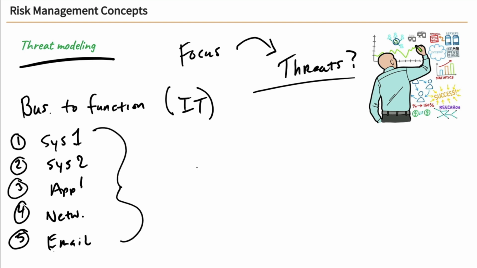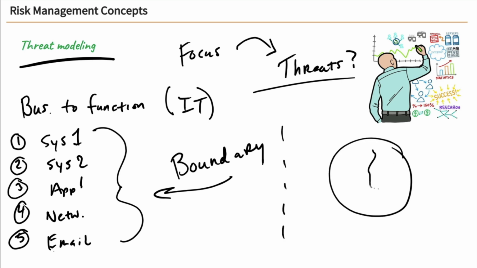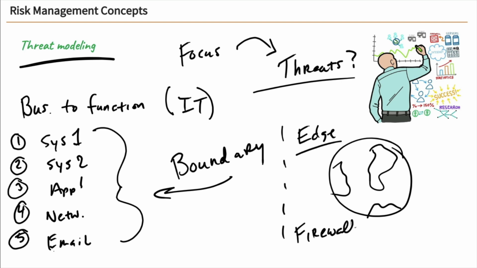Once we identify what allows us to function as a company when it comes to IT, because here we're focusing on threats, we take a look at these and figure out how they're laid out and identify the boundary between these systems and the rest of the world. So really the internet, if you will. That's generally going to be the edge of your network, and at the edge we a lot of times will have a firewall and an intrusion prevention system to help protect us.